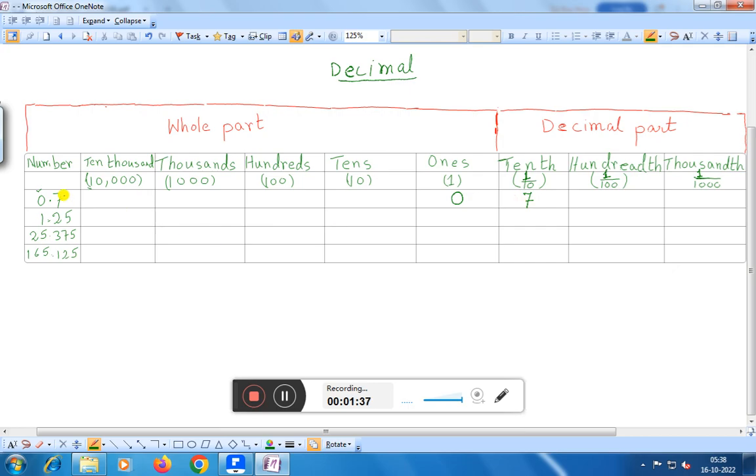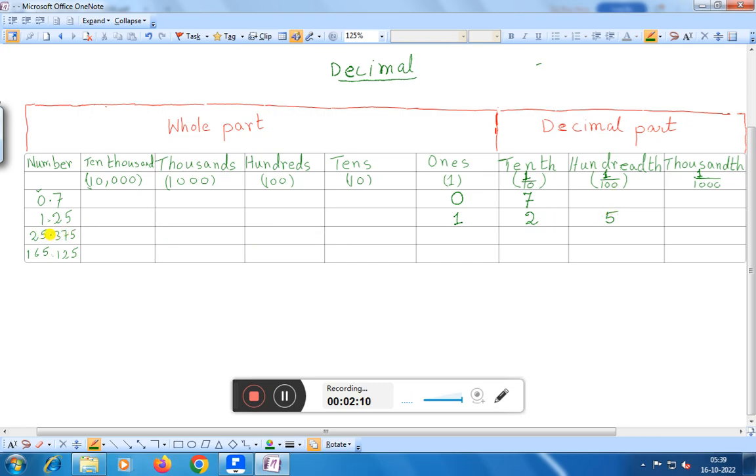Now 1.25. You have to find the place value. The place value of 1 is ones, that means we have to write 1 in ones. The place value of 2 is tenth, that is 2 by 10. And the place value of 5 is hundredth, 1 by 100.